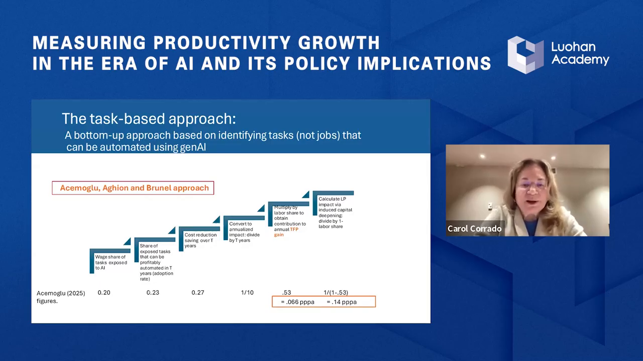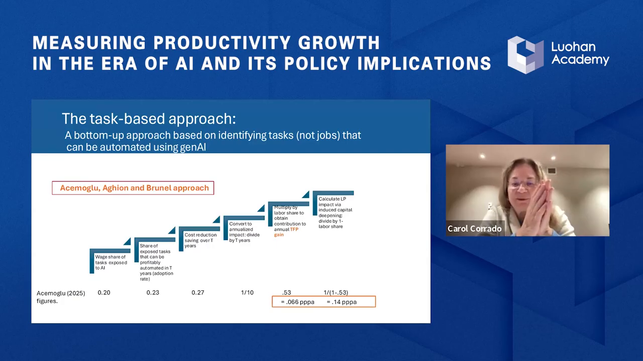So the real heart of it comes in the first three steps, where you estimate how much of the total wage bill consists of tasks that are exposed to AI. And then you say, well, how much of that can be profitably automated? And that's really Diego's adoption rate. And then you say, well, once they adopt it, how much are they really going to save?